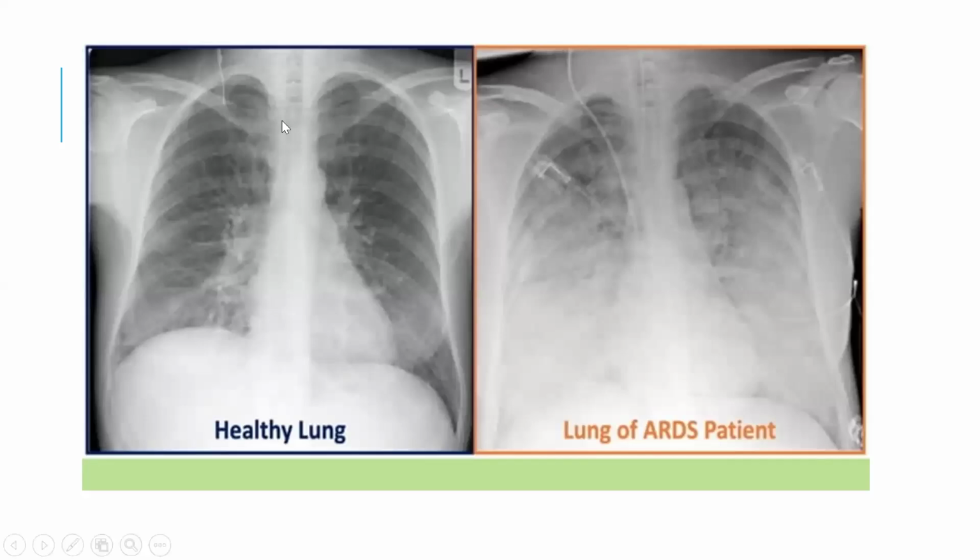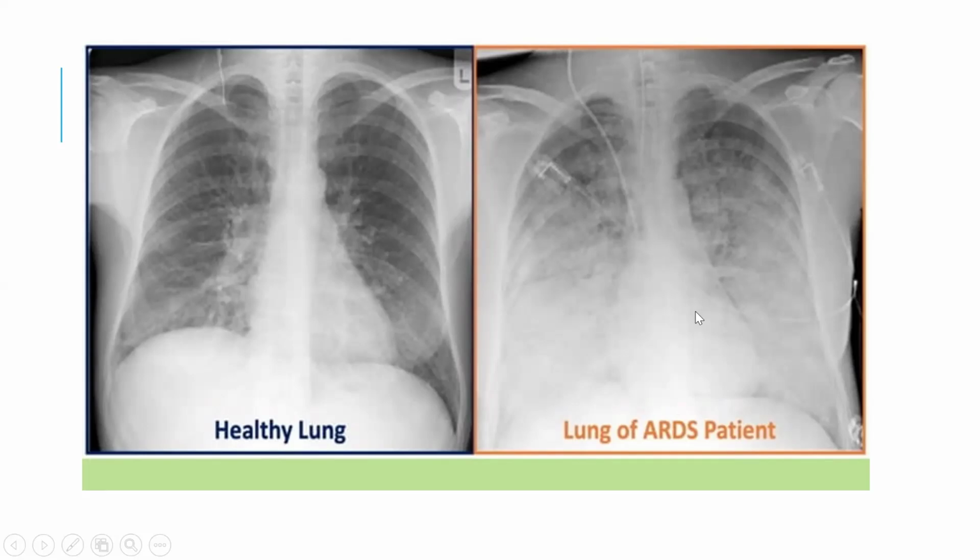So this is just comparing a healthy lung and a lung with ARDS. You can see bilateral lung infiltrates on both sides of the lungs, almost everywhere. And this is what we describe as the, what's it called now in radiology, is it the ground glass appearance or something like that? So there are bilateral infiltrates everywhere in the lung on chest radiography of a patient with ARDS.